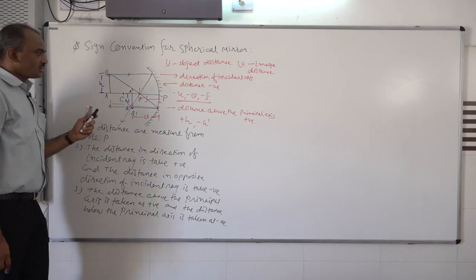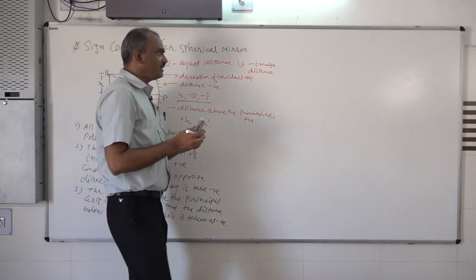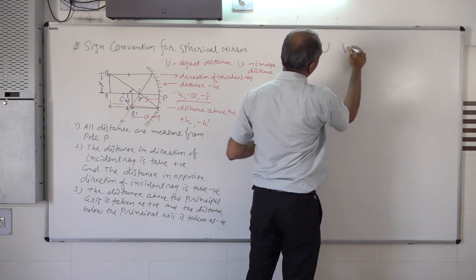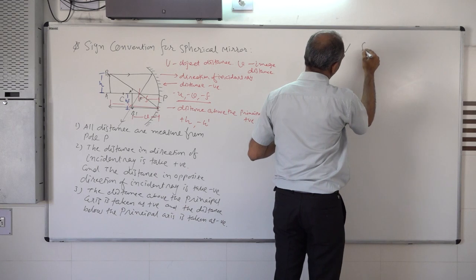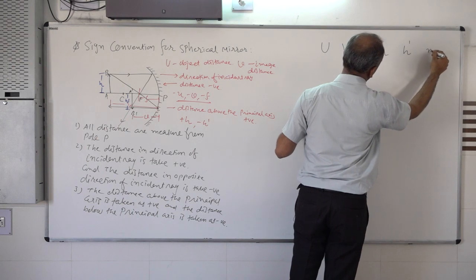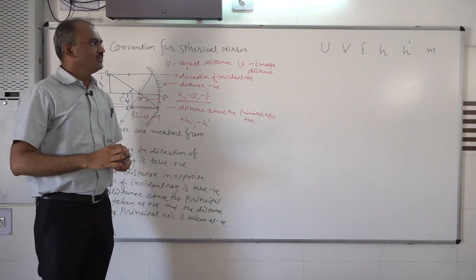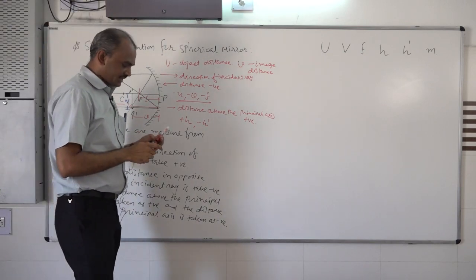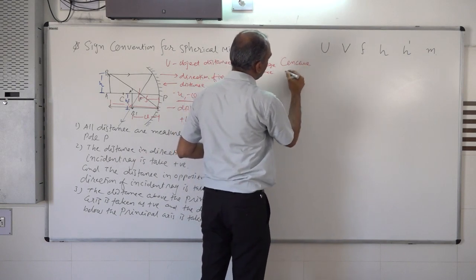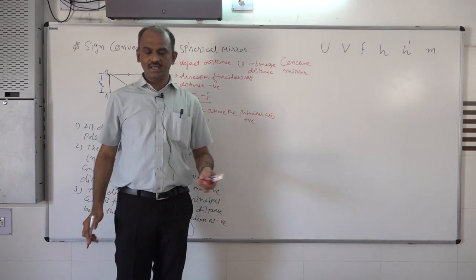Okay. So we conclude these things for the mirror. So how are we getting the values of u, v, F, H, H dash and M? Okay, what is the value of these for different mirrors? So first we are considering the concave mirror.